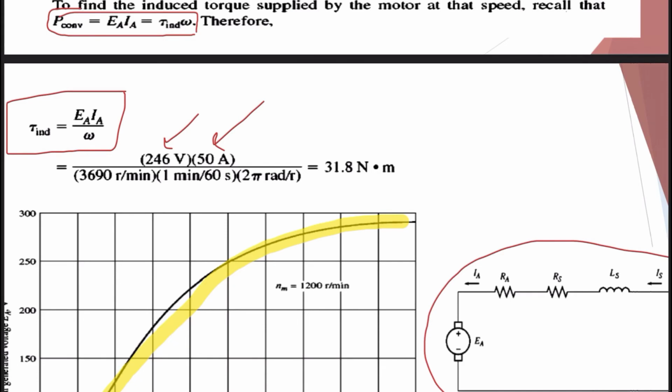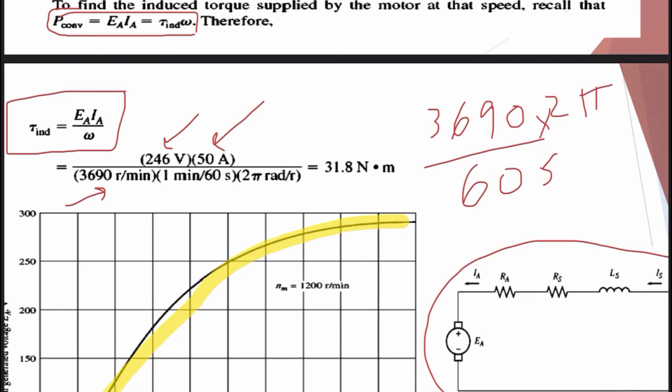And omega we have to convert from revolution per minute to radian per second. So we multiply 3690, divide by 60 seconds, and multiply by 2 pi. Already you know that, guys. So the answer will be 31.8 Newton meter. This is the end of the solution of the example of the DC series motor.